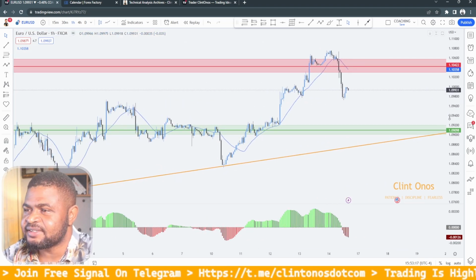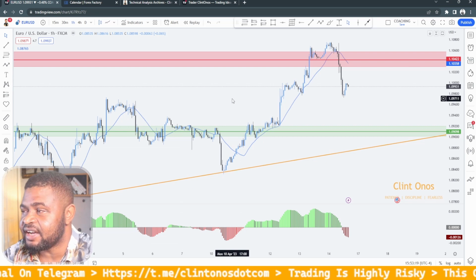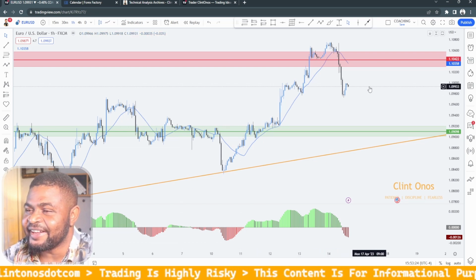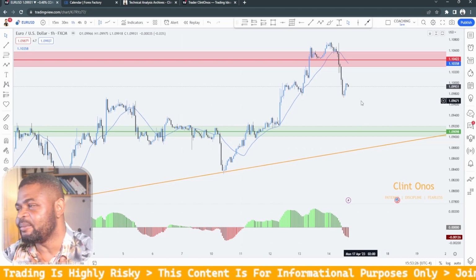However the price paints, however the price delivers, we're going to follow it back to back next week. So it's going to be an interesting trading week for me. I don't know about you.